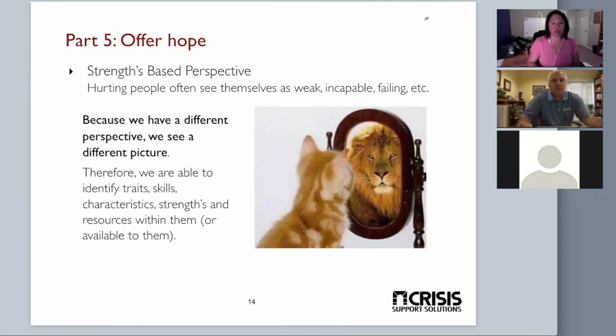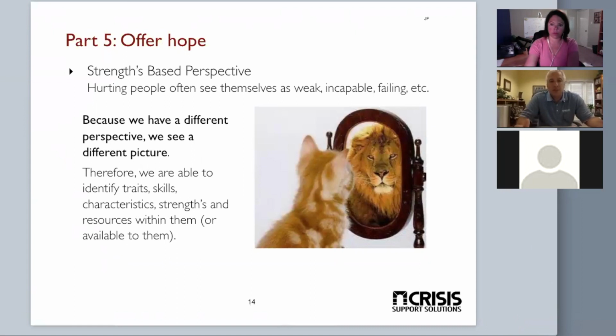So Joey, help us with offering hope. Okay, so just certainly as a continuation, as Dory said, we're trying to help this person at this point move forward, taking next steps and what those steps may be. And part of offering hope is a perspective.